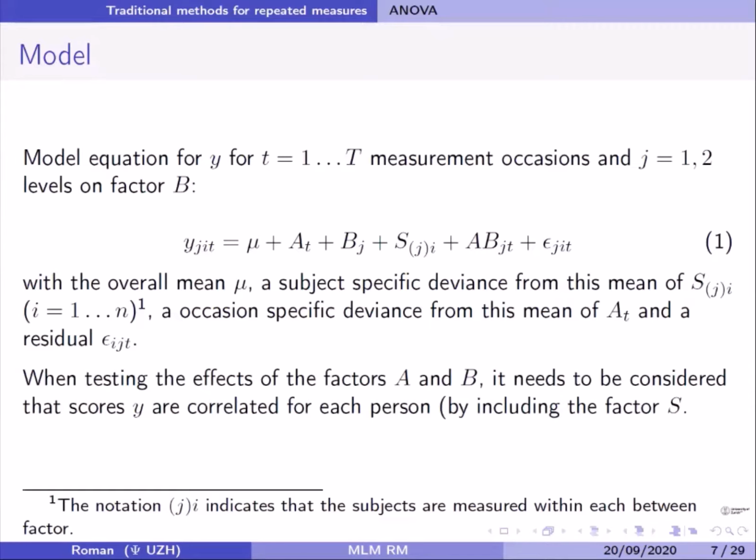And of course, when we're testing these factors, we're interested in the difference of the between grouping effect across time. So we have our intercept here, AB, or our interaction term, AB. When testing the effects of factor A and B, it needs to be considered that scores Y are correlated for each person. And this is the inclusion of factor S. This takes into account that our cases are correlated within themselves.